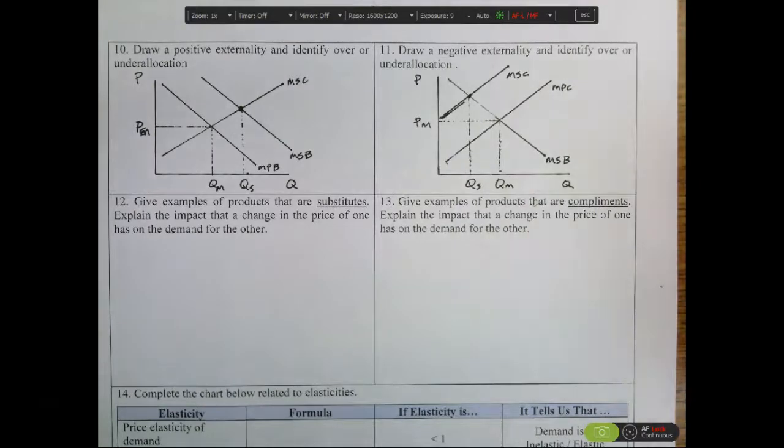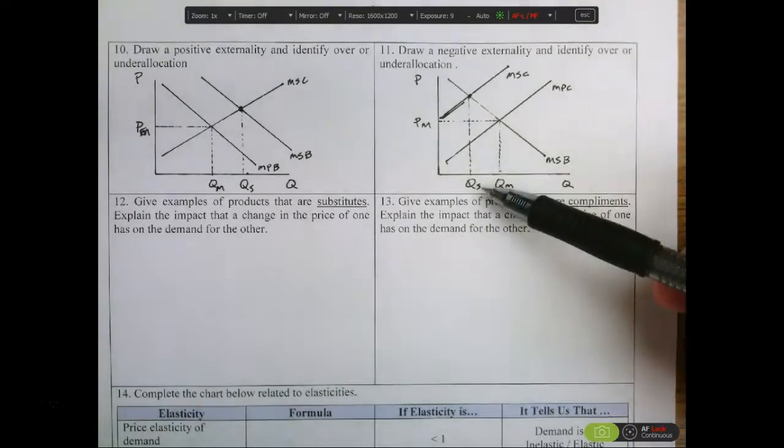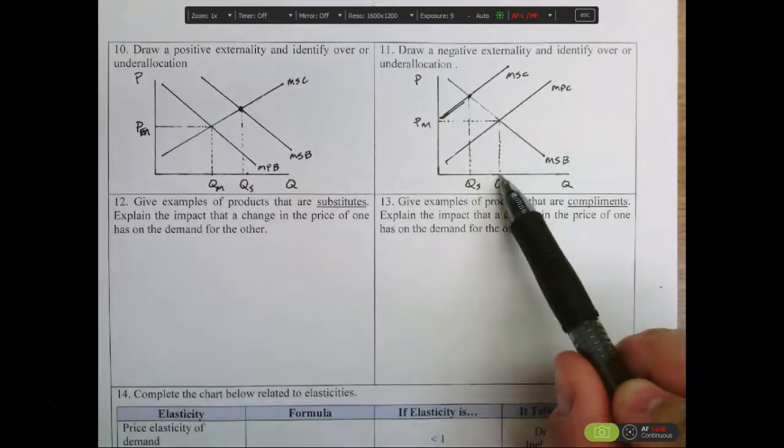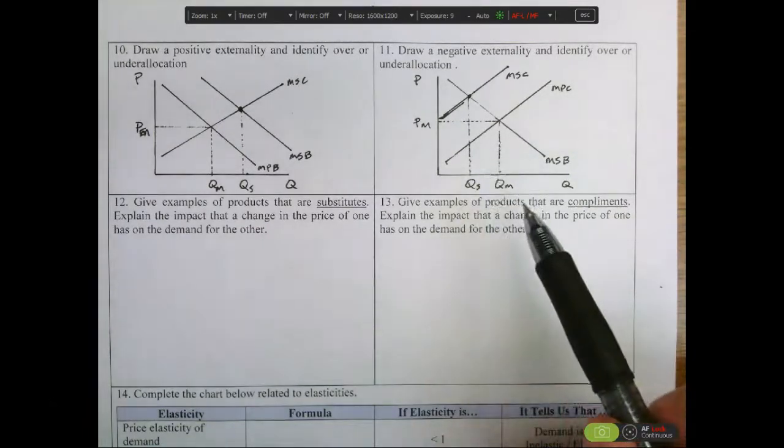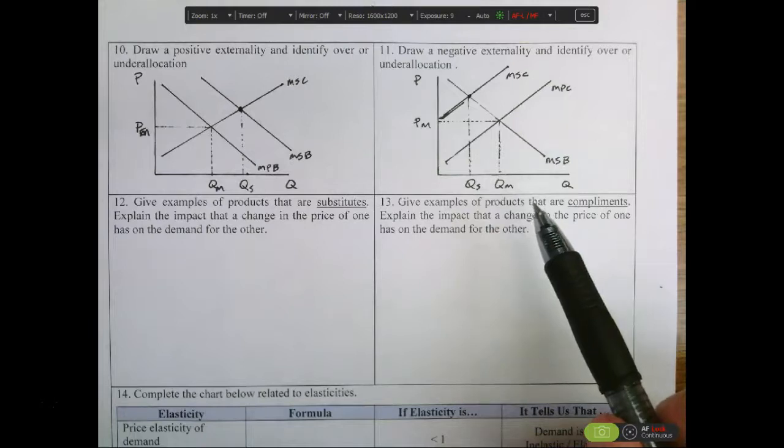And then once you have that new equilibrium point, we can then identify the socially optimal level, and we can then find the distance between the market outcome and the socially optimal outcome, which would indicate the amount of, in this case, over-allocation of resources.